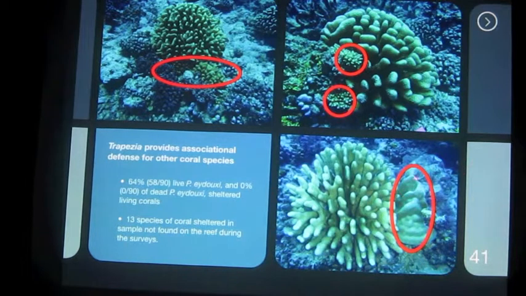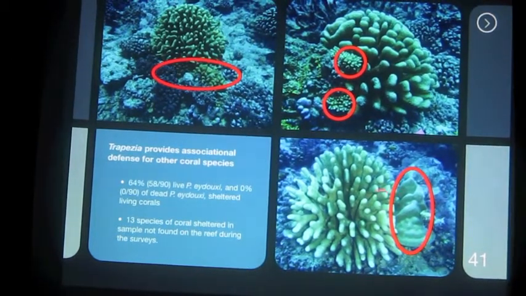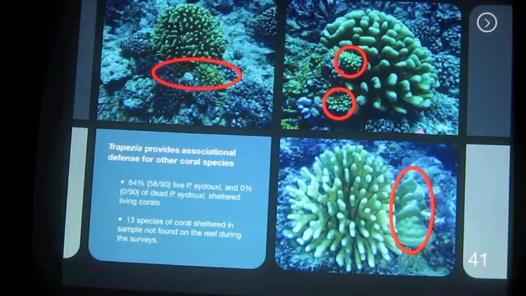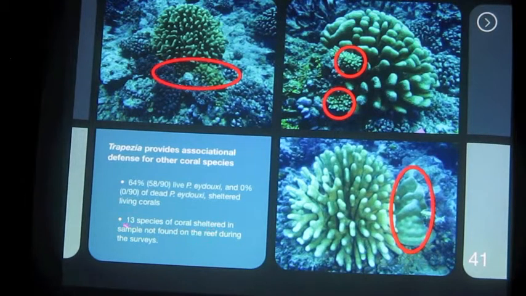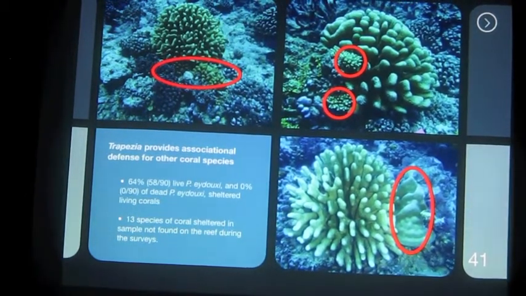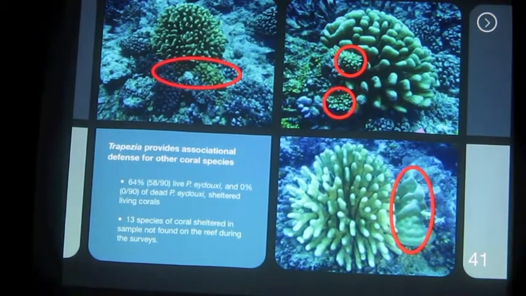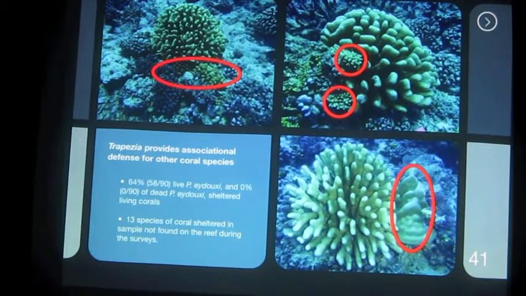So crown of thorns ate this half of this Porites colony, but avoided this because it was within the reach of the crab. And we found up to 13 species of corals sheltered by this mutualism that had otherwise been completely wiped off the reef. They were gone, except where this mutualism was in action.